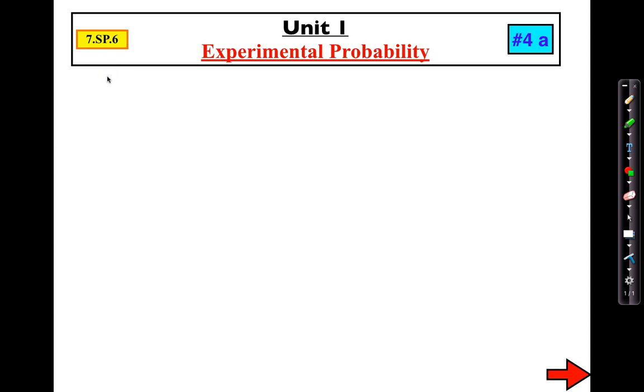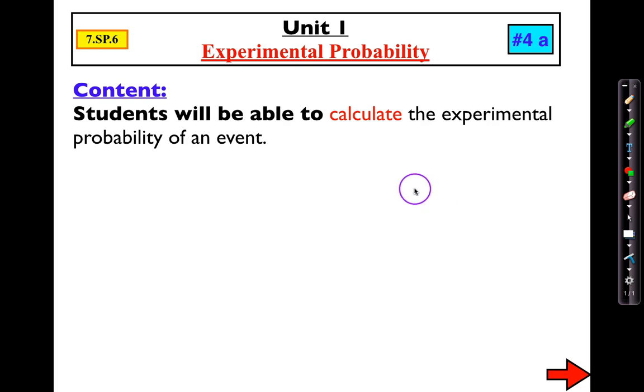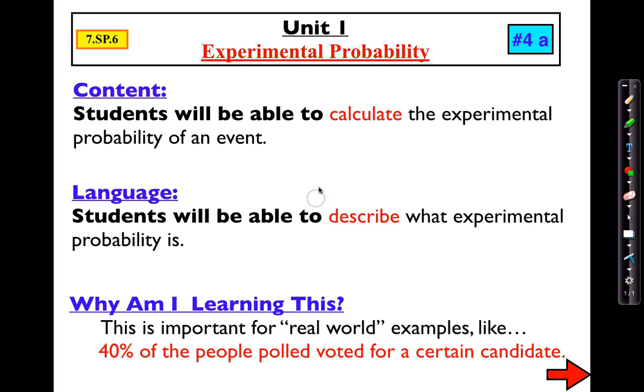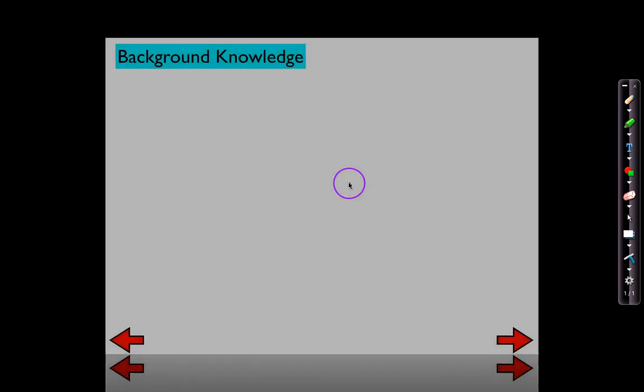Welcome back. Today we're going to be talking about experimental probability. Our content objective is students will be able to calculate the experimental probability of an event. The language objective is students will be able to describe what experimental probability is. And why am I learning this? Well, it's important for real-world problems like 40% of people polled voted for a certain candidate.